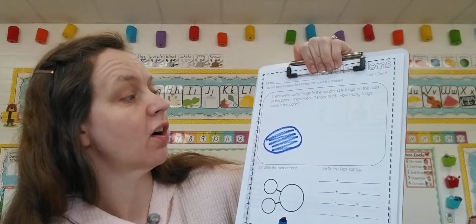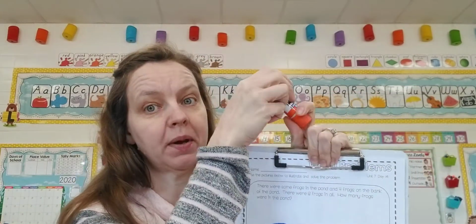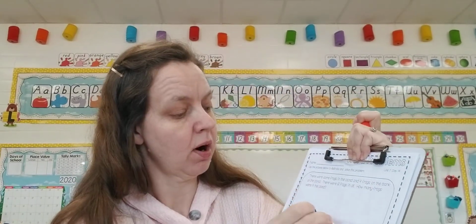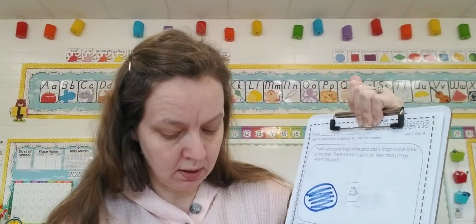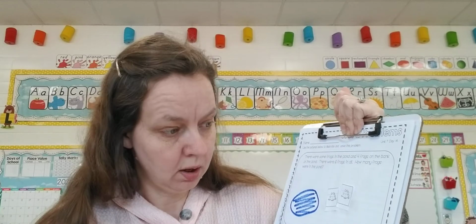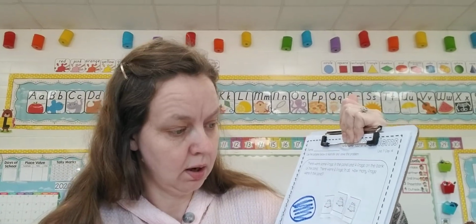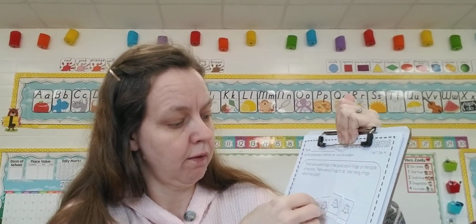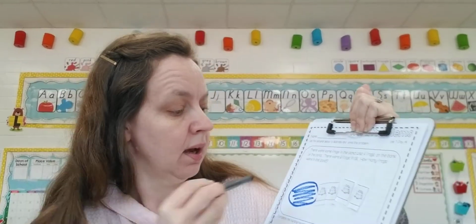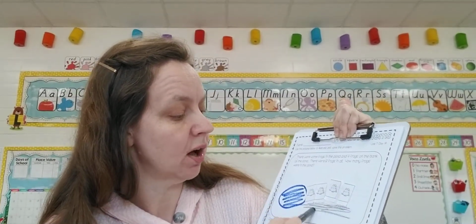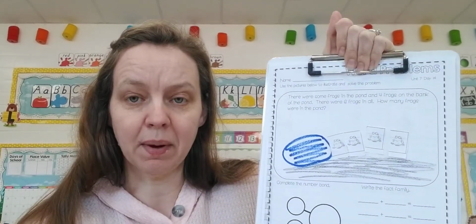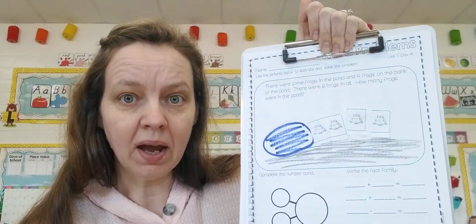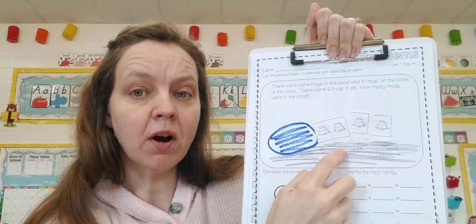And 4 frogs on the bank. So I know I can draw 4 frogs up here on the bank. Or I can glue 4 frogs up here on the bank. So I'm going to put 1, 2, 3, 4 frogs on the bank. I'm just going to color that. If you have a brown, you can color it brown. I don't have a brown, so I'm just using a black. That's the bank. Right up by the pond is the bank. Okay? There were 4 frogs on the bank.